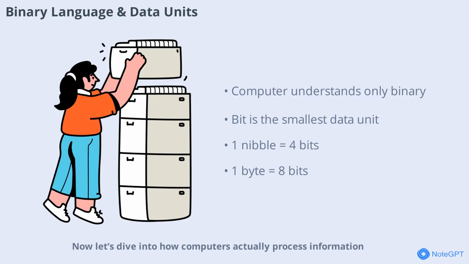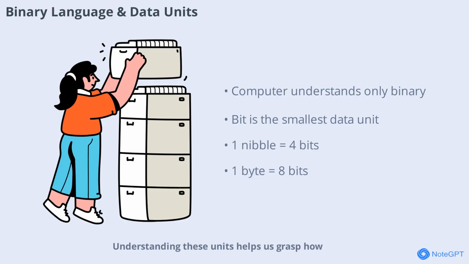Now let's dive into how computers actually process information. The only language a computer truly understands is binary, strings of zeros and ones. Every piece of data, whether it's a letter, number, or image, is ultimately converted into this binary format. The smallest unit of data is the bit, which can be either a 0 or a 1. 4 bits make a nibble and 8 bits make a byte. Larger units like kilobytes, megabytes, and even yottabytes are built from these basics.